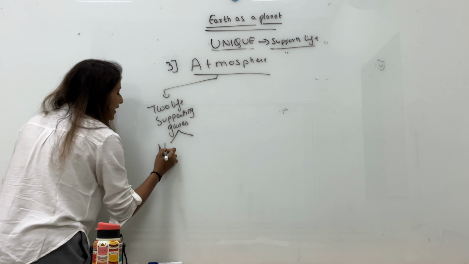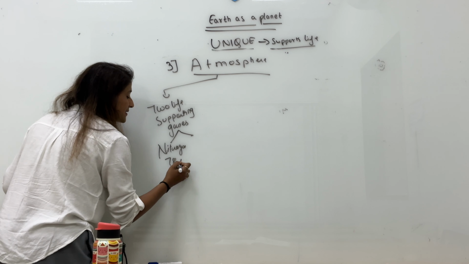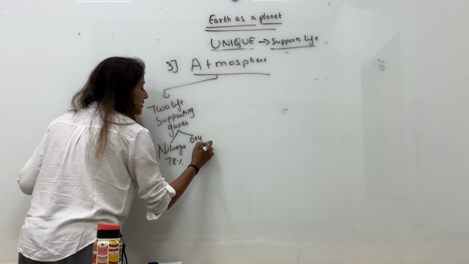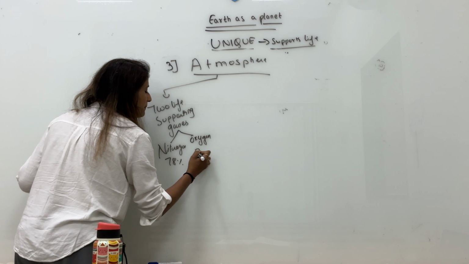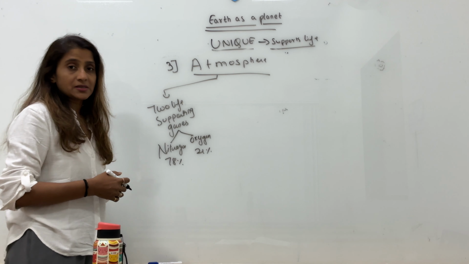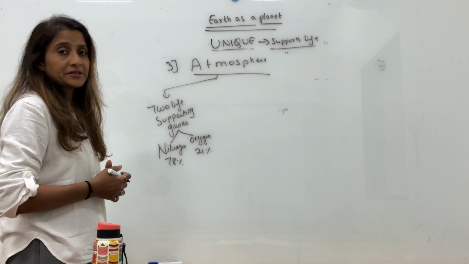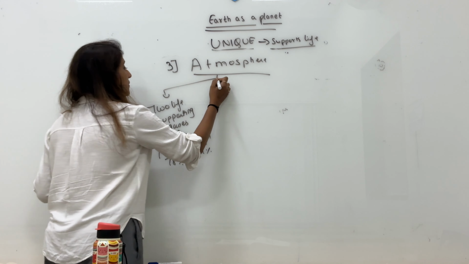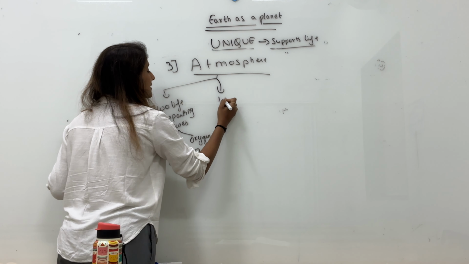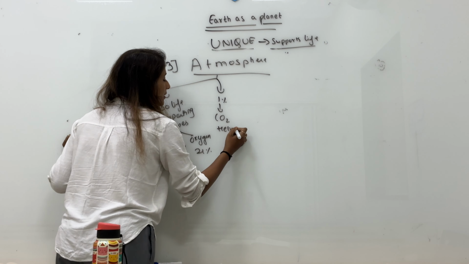Yes, we have nitrogen in 78%. We have oxygen 21%. And that makes life possible on Earth. No other planet has all this. Only our Earth has these life supporting gases in such a good quantity. Also, we have 1% of carbon dioxide, helium, argon.